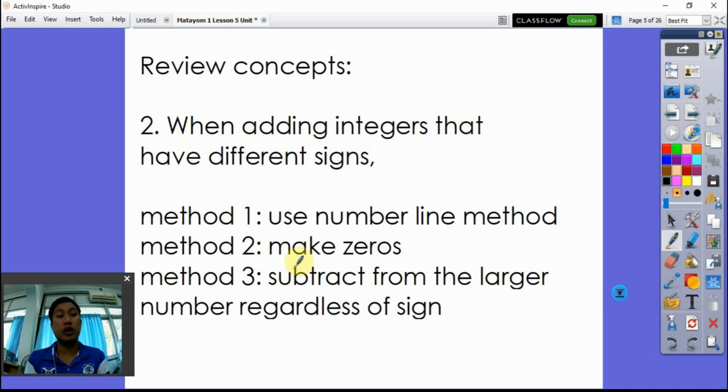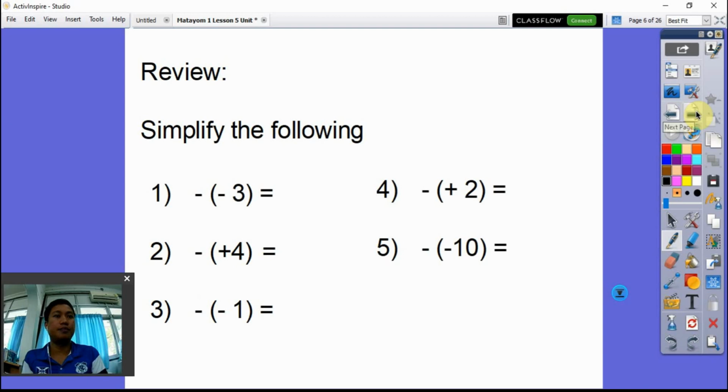Okay, so concept number 2, when adding integers that have different signs. Last week we learned 3 methods. The first one is the number line method. Number 2, we made zeros, and number 3, we subtracted from the larger number regardless of sign. So these are the methods that we learned last week. If you forgot the 3 methods, you can look back on your previous lesson. We have that on YouTube.